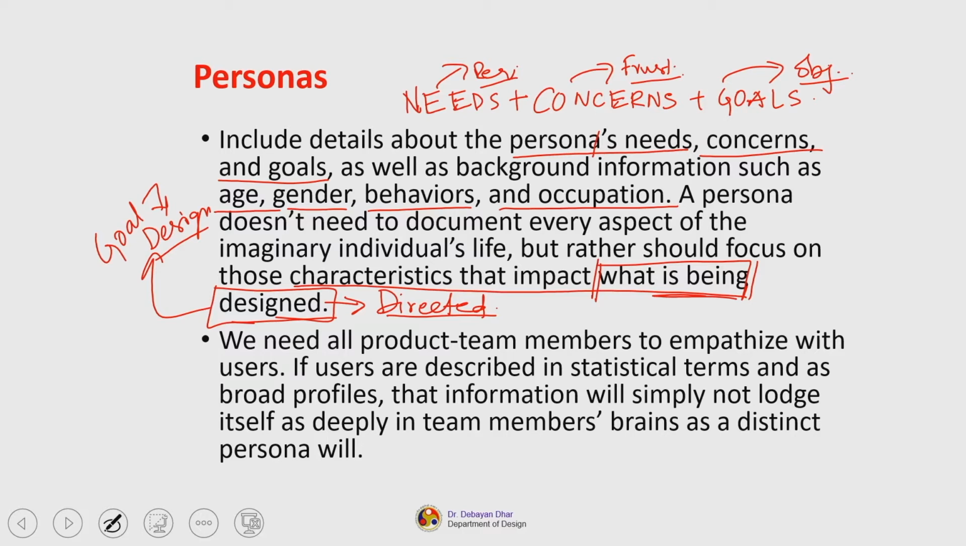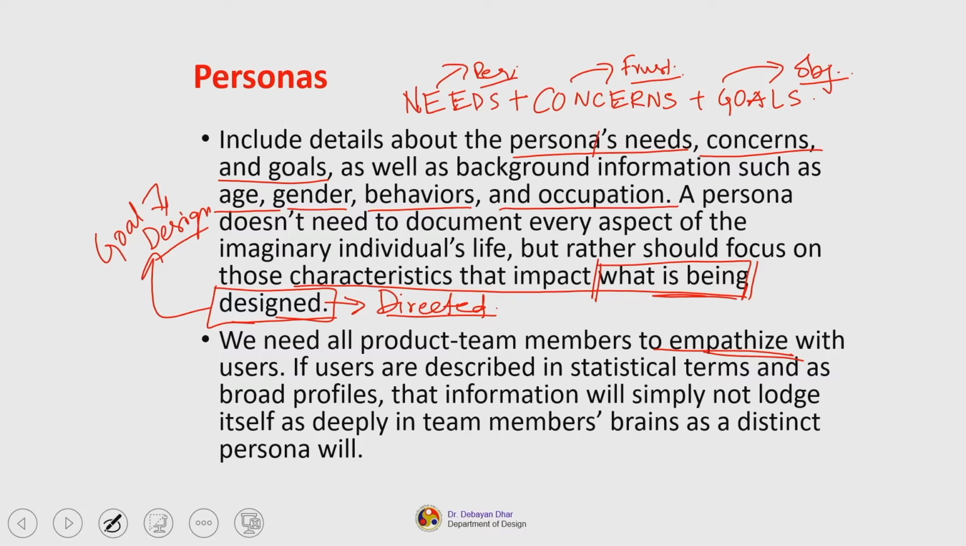right. So, we need the entire product team, the entire design team members to empathize with users. See, now we are discussing empathizing with users. If users are described in statistical terms, for example, 50% of the people bought these, 50% of the people were of this age, in terms of frequencies and statistical terms, the information simply does not lodge itself as deeply in team members, because, see, role playing, I told you about role playing, right, empathizing. These statistical numbers do not tell you about the experiential factors of that role. These are only numbers, right.